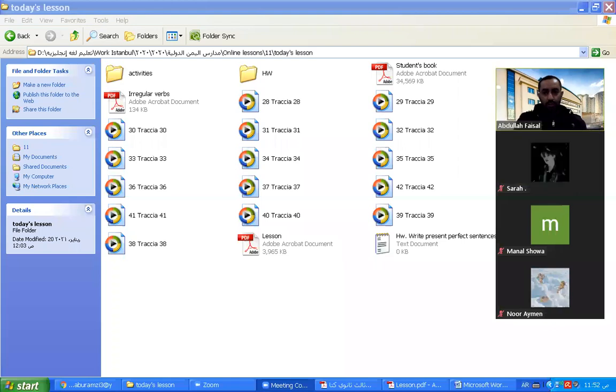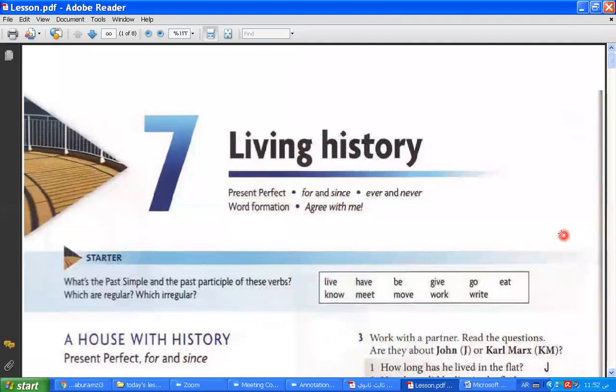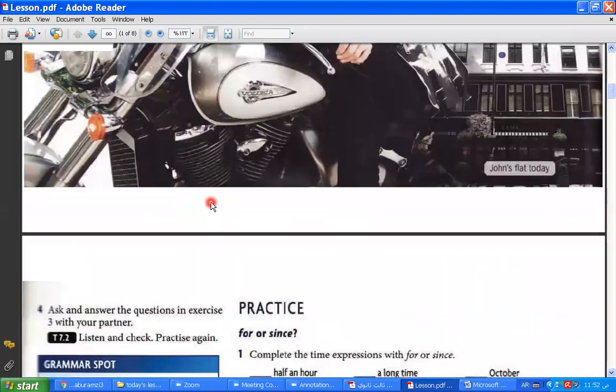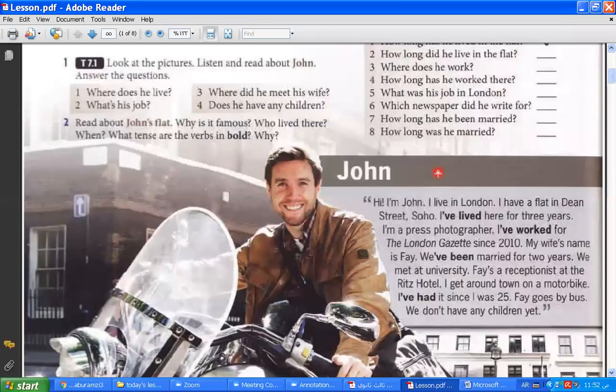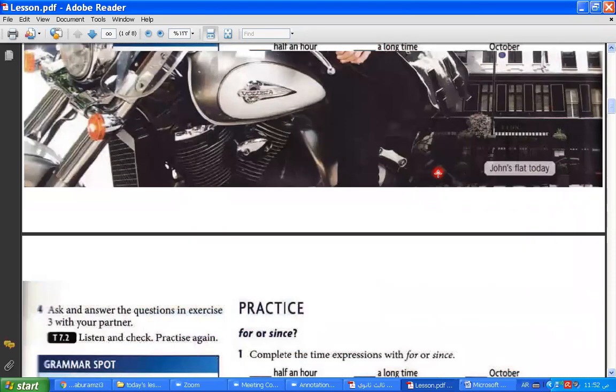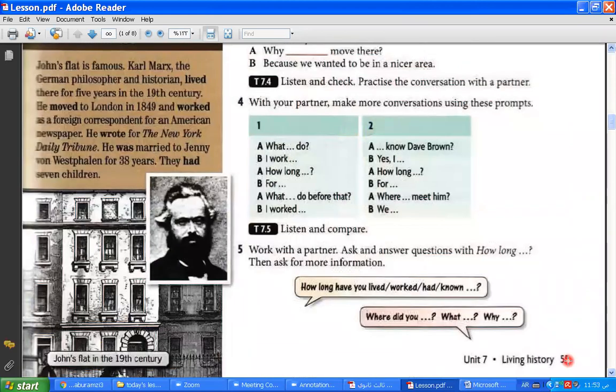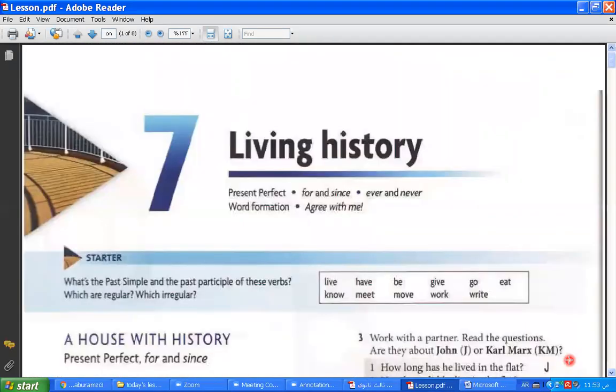Now I'm sharing my screen, and in the name of Allah, I'm going to start. So get ready with your books. I hope that you have your books. So today, inshallah, we are going to start studying Unit 7. If you have the book, it is on page 54.